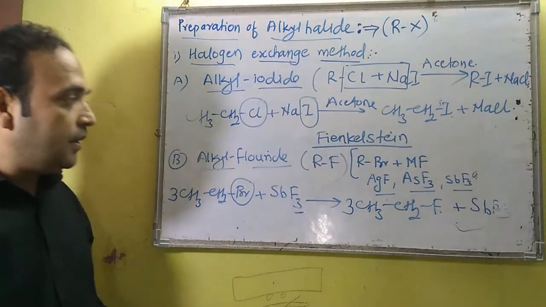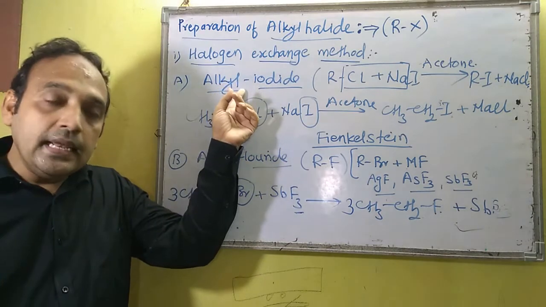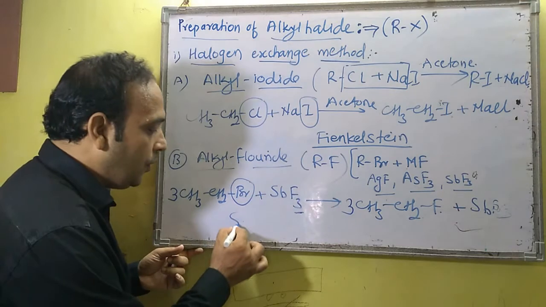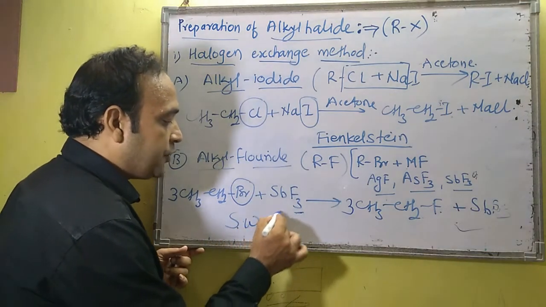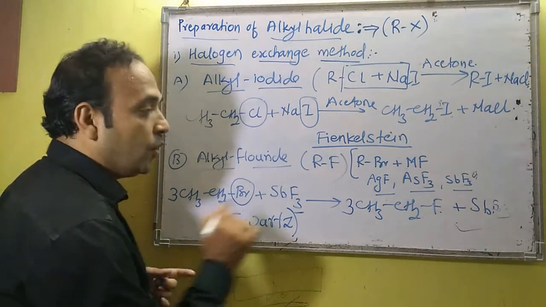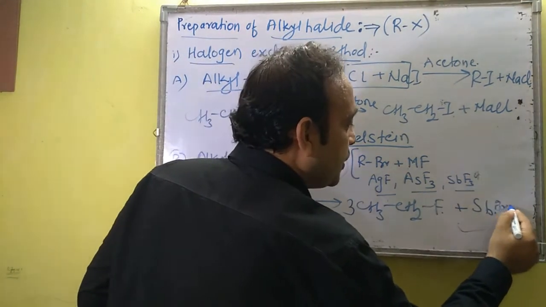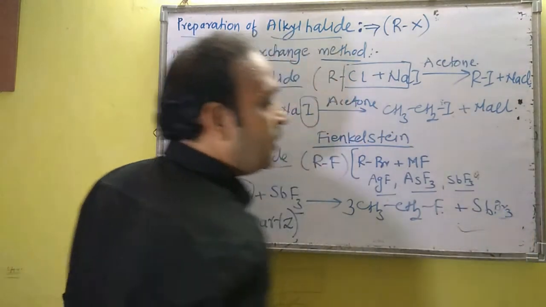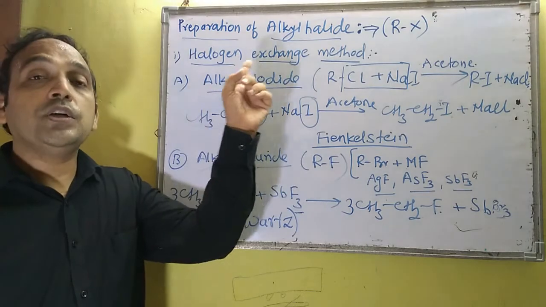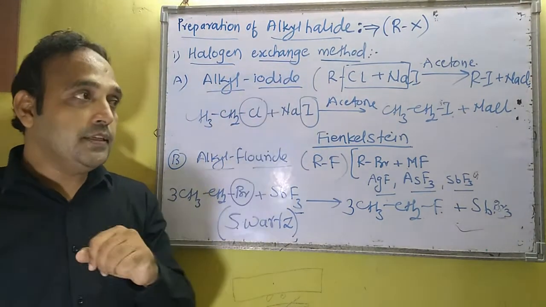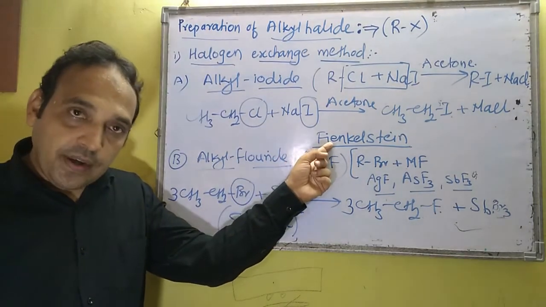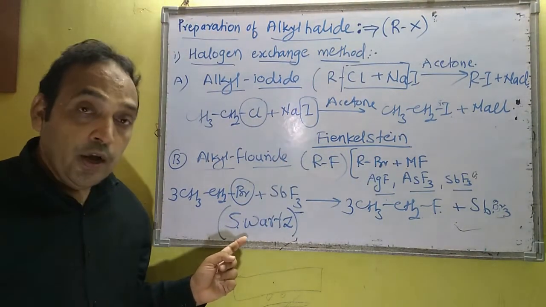So this is a method to prepare alkyl fluoride, and this reaction is known as Swartz reaction. What is the name of this reaction? This reaction is known as Swartz reaction, and this is my first method to prepare the alkyl halide by using the halogen exchange method. Now in this method we have covered two examples. One is your Finkelstein reaction and second one is your Swartz reaction.